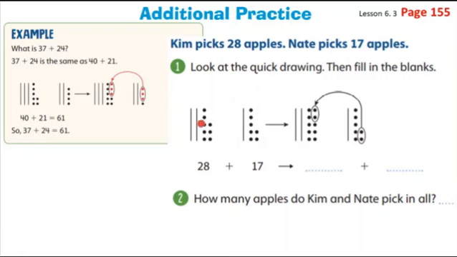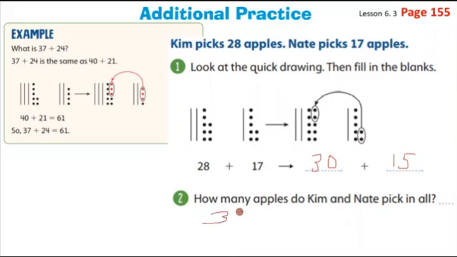We need 2 more over here if we want to regroup this. So I'm taking away these 2 right here and adding it to make a 10. So now we have 10, 20, 30. And then over here, we have 10, 11, 12, 13, 14, 15, plus 15. How many apples do Kim and Nate pick in all? Well, let's look at it this way. So we have 30 plus 15.